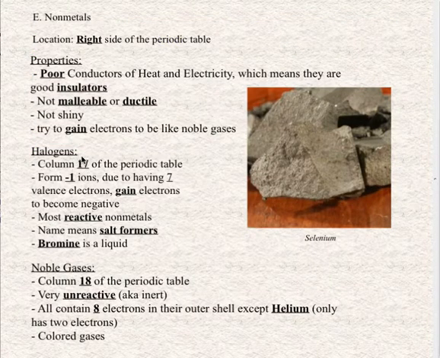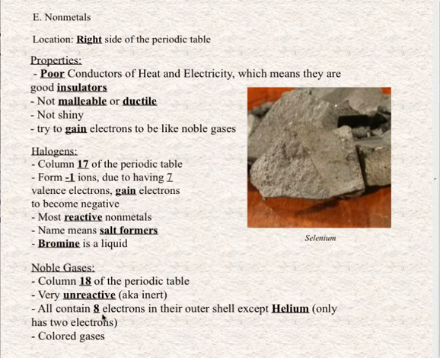Halogens are in column 17. They already have 7 valence electrons, so they're trying to get to that magic number of 8. So for them, it's just easier to gain an electron. They gain 1 electron and become -1. These are the most reactive nonmetals, and the only liquid one in this case is bromine. So mercury's kind of a weirdo, bromine's kind of a weirdo.